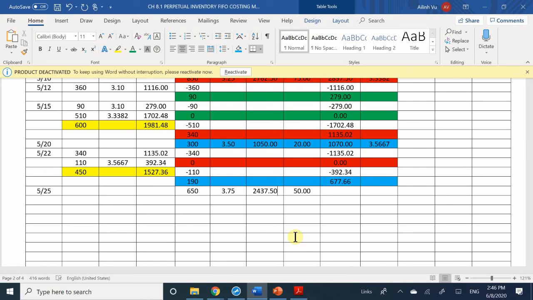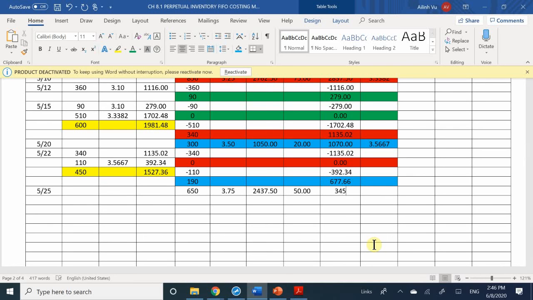2437.50. Oh, that's because you already added the freight. Hold on. Right. Yeah, you're right, 2437.50. I added the $50. So then now it's 2450.